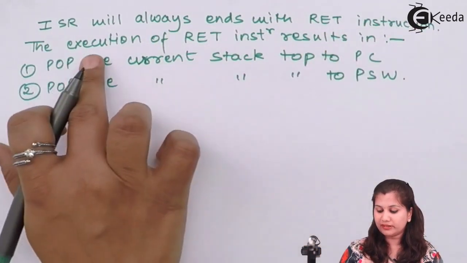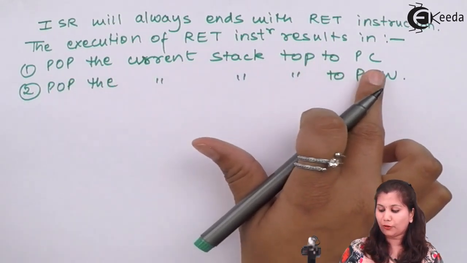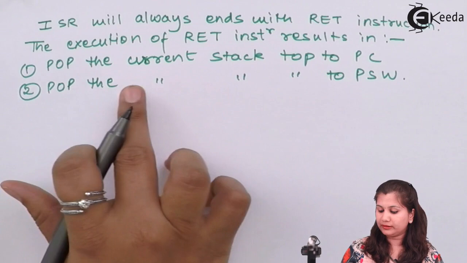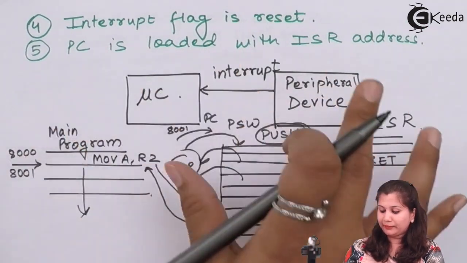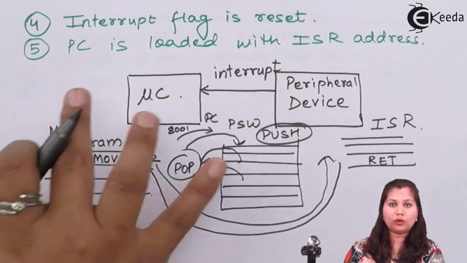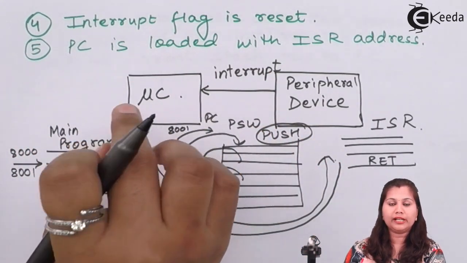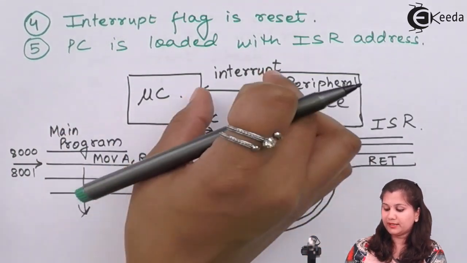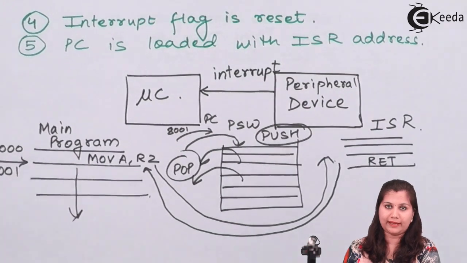So when this return instruction is executed, it is going to pop the current stack top to the program counter and then the current stack top to the program status word. So diagrammatically, we have represented all the steps of how the microcontroller is going to process the interrupt request which is given to it by a peripheral device.